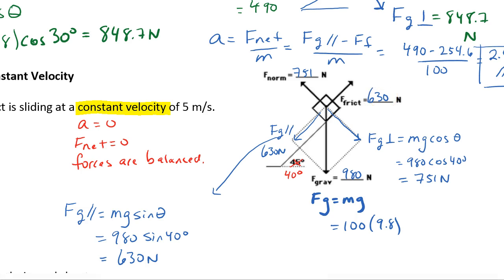Okay, so really there were only 3 blanks to fill. That one was pretty easy. This one was equal to Fg parallel, and this one was equal to Fg perpendicular. That's how you figured it out.